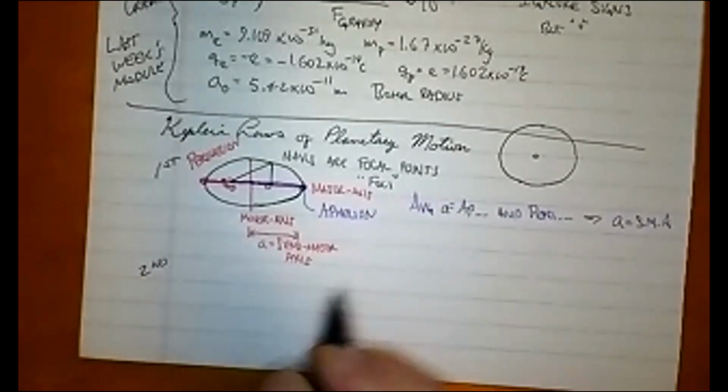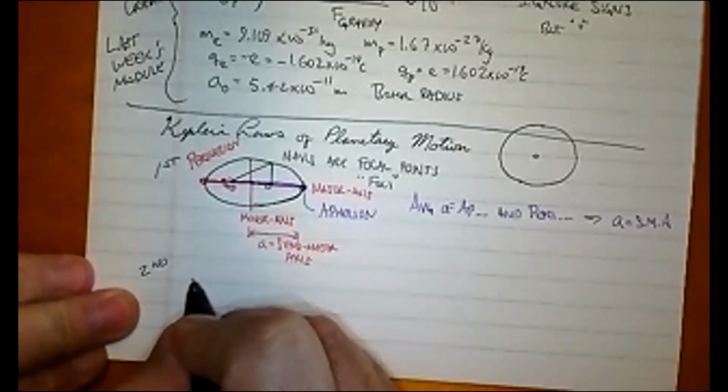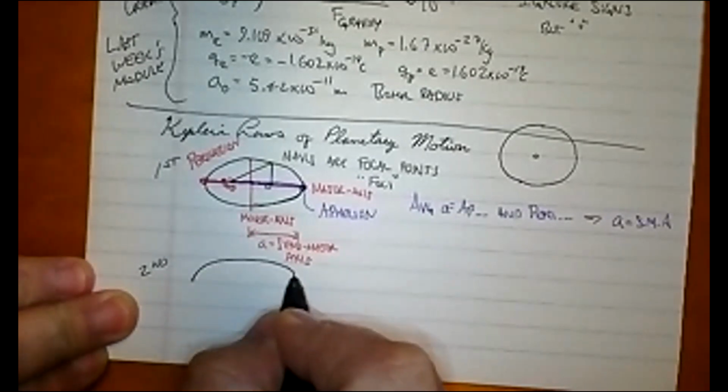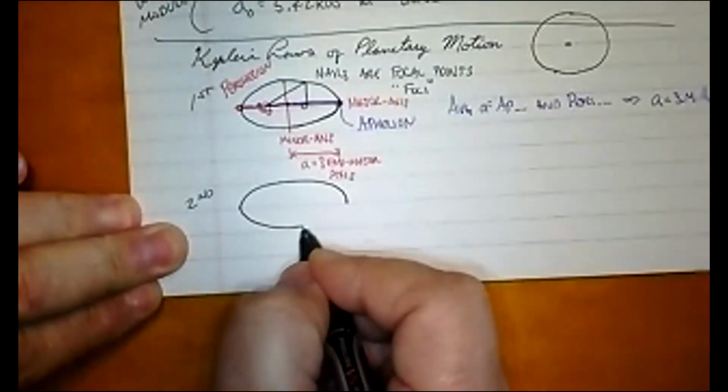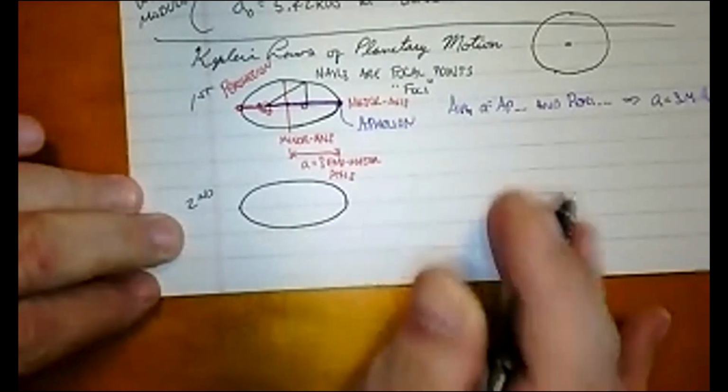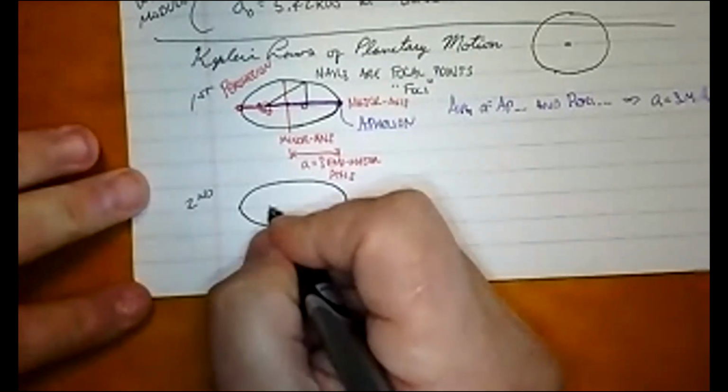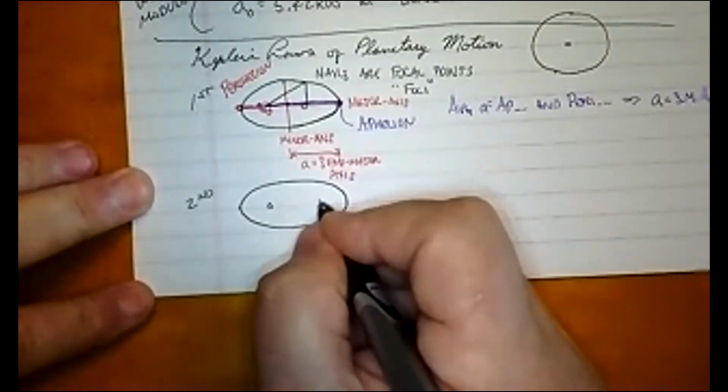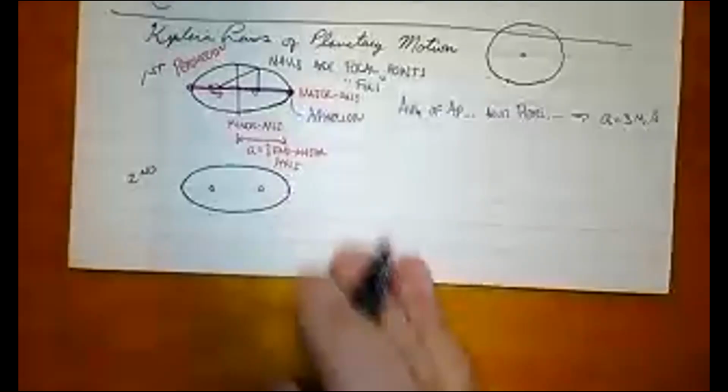His second law was actually kind of neat too. And his second law basically said, okay, well, unlike what Aristotle taught us, which was that the heavens are immutable, they can't change, right? Kepler said, nope, they do. Kepler said, in fact, they sweep out equal areas in equal times. So what do we mean by that?